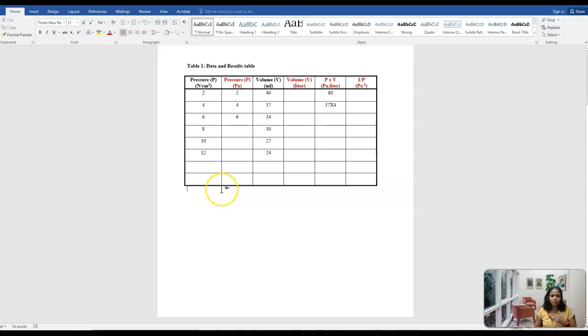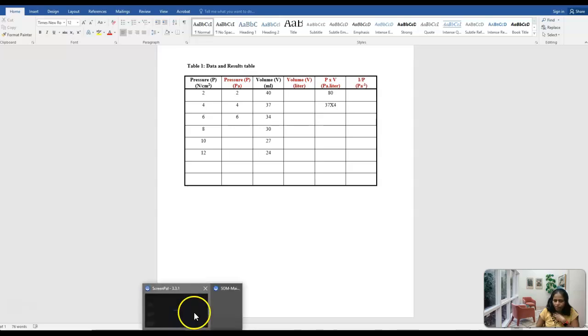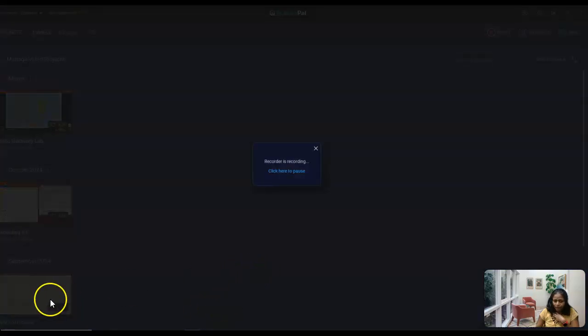So this is the end of the experiment. So just do these two and submit the handout on the blackboard. Okay, all right then. I hope you understood this experiment.